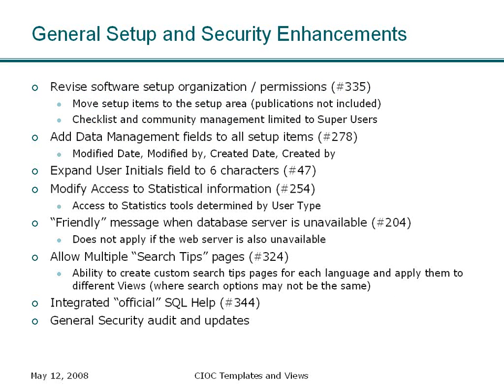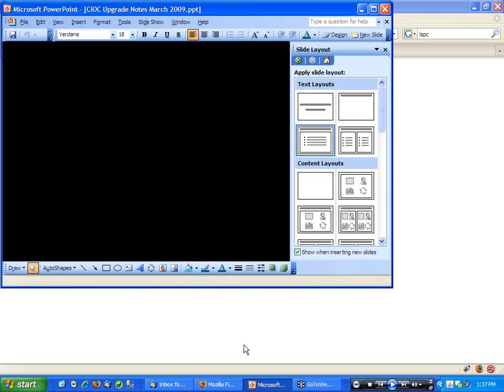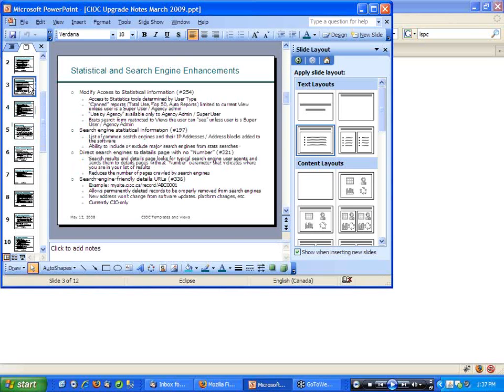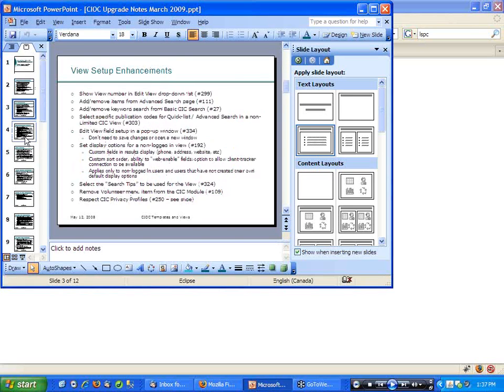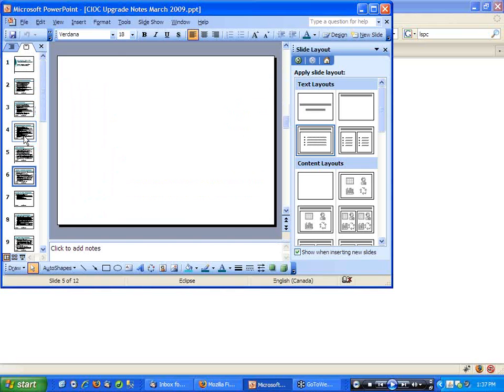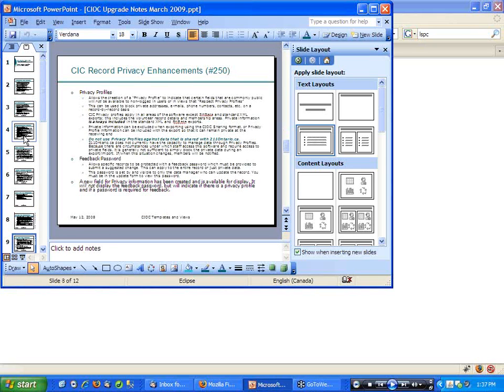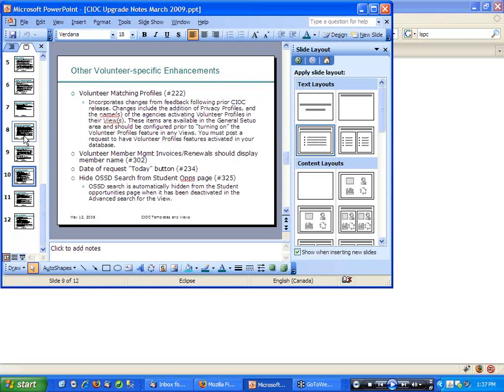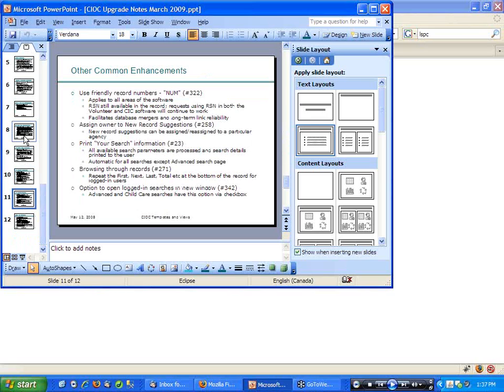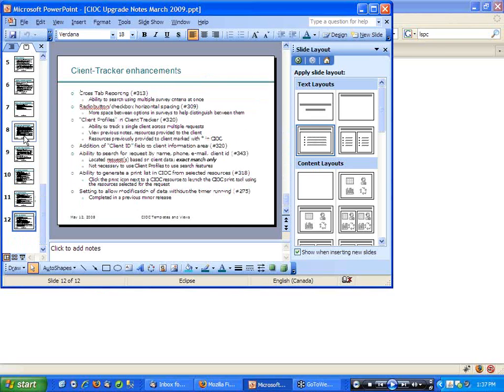So we have some information on general setup and security enhancements, view changes, statistical and search engine, checklist enhancements, publications, child care, record privacy, volunteer specific, CIC specific, other common enhancements, common meaning both CIC and volunteer, and then finally client tracker enhancements. So that's the order in which I will be doing it.